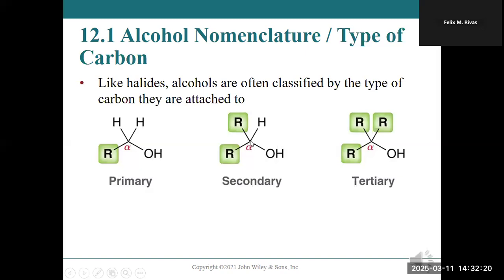Secondary means that attached to the alpha carbon, you have 2 additional groups. And the tertiary refers to an alcohol that at the alpha carbon has 3 additional groups. These groups could be the same or they could be different.